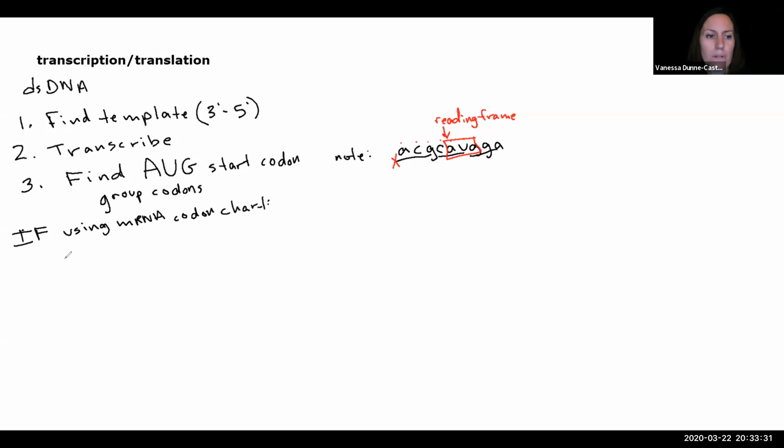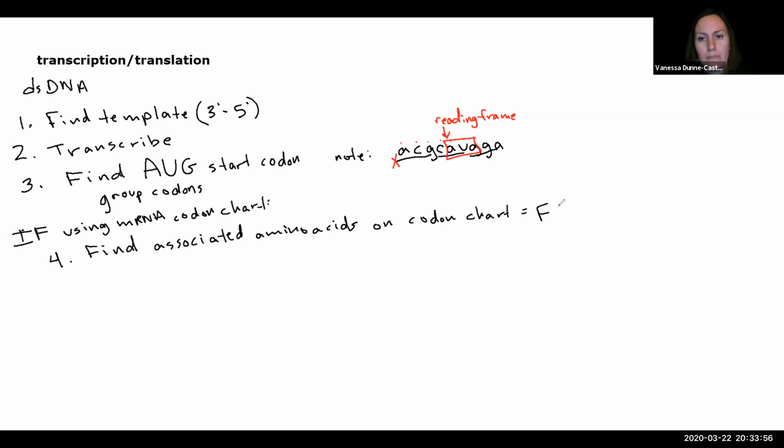then your number four is to find associated amino acids on the codon chart. And you're done. However, and I'll just draw this in a different color, if, however, you are using a tRNA anticodon chart.